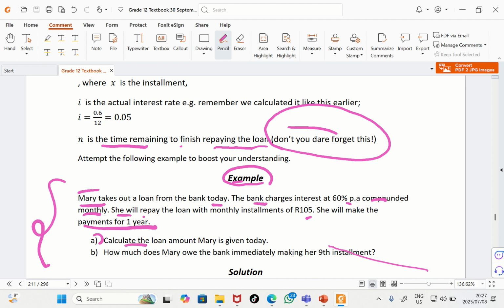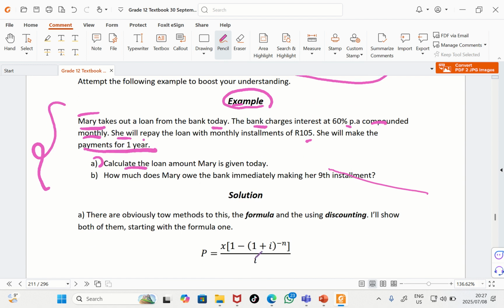There are two ways in which you can calculate this. You could use the present value formula or the discount method. Let's start with the present value formula because that's easy. I'll show both of them, the formula and using discounting. That's what the book says.